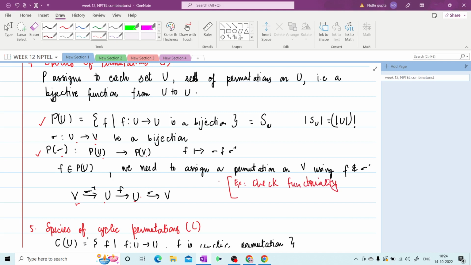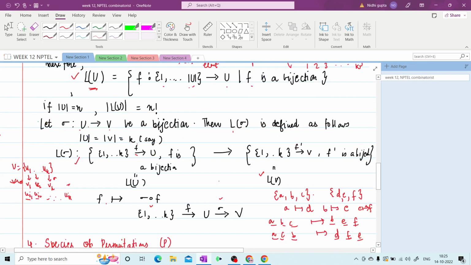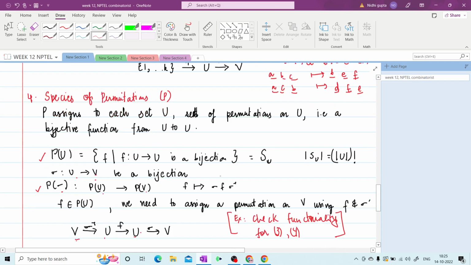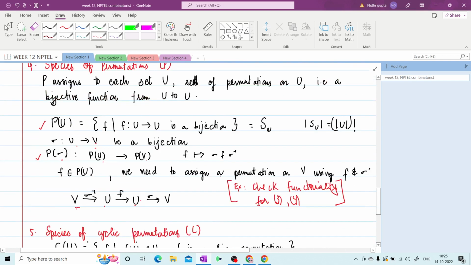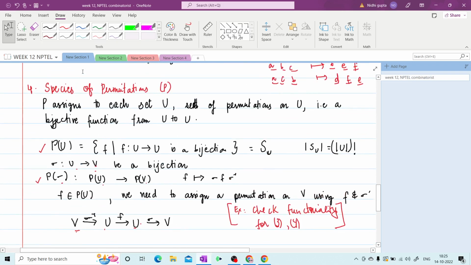Because it's not immediately clear why they are satisfying functoriality, please take it as an exercise. It's an easy exercise though. So this was the species of permutation. Permutations and linear arrangements, we'll later see, have the same order, but their transport functions are very different. So in the species of permutation, both the data are important: the sets that we are assigning and the transport functions.